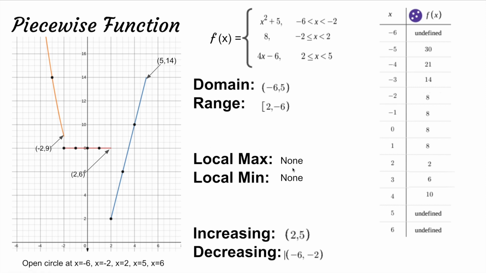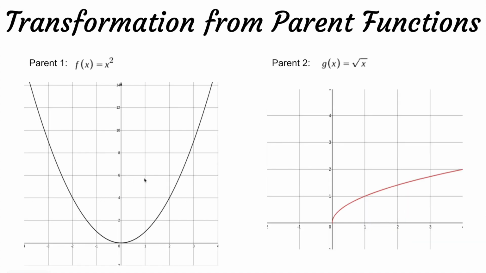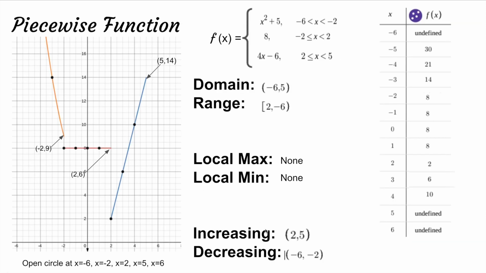There is no local max and local min because none of the points are being connected. The increasing is 2 to 5, as in this blue line. The decreasing is negative 6 to negative 2, as in the orange line. Again, you can't see the negative 6, but this line on top ends at negative 6, but negative 6 is not part of it because it is undefined.